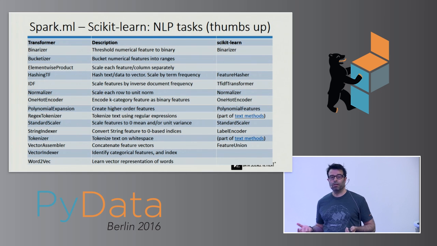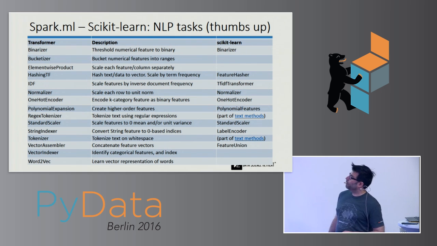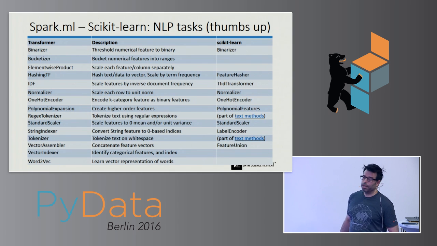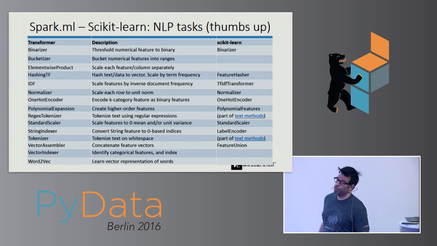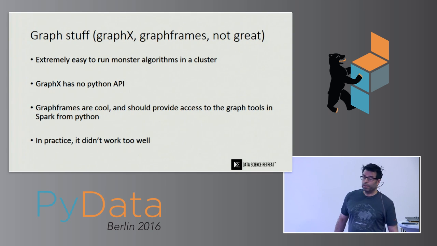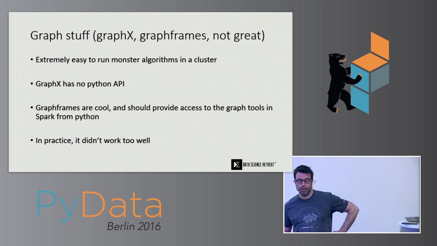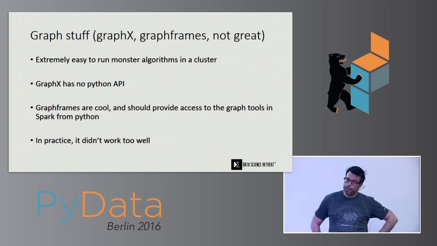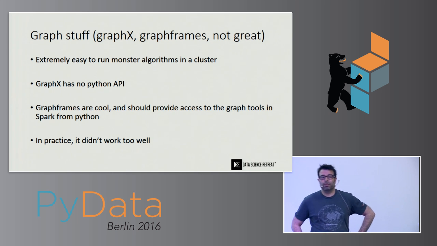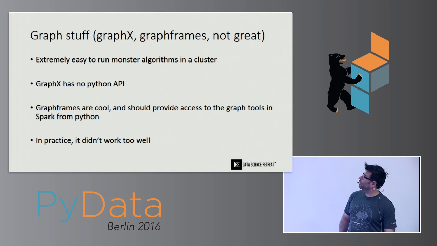It has more NLP stuff. On the Spark side, they even have implementations of things like embeddings, like word2vec and so on. So totally fine. Now graph stuff. GraphX, which is the graph library inside Spark, is not doing great with Python. They don't have a Python API. There is a data structure called GraphFrames, and that one does have bindings for Python, but I tried it and it kind of sucked, so I don't recommend it.